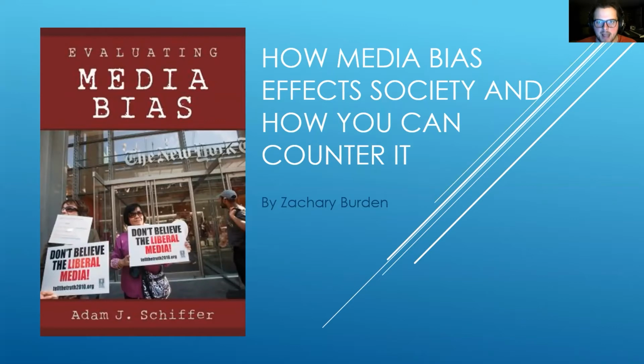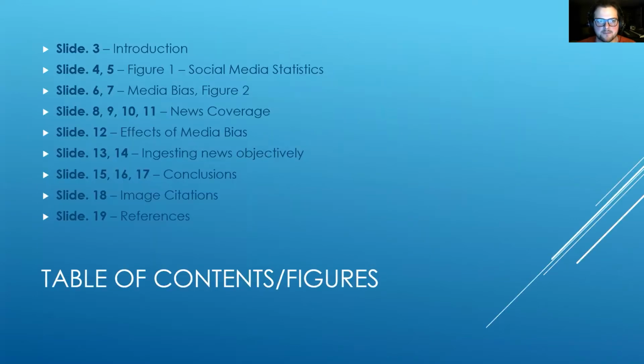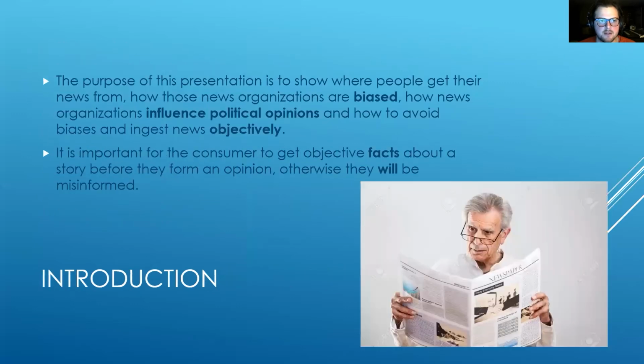So this is how media bias affects society and how you can counter it. Table of contents. The purpose of this presentation is to show where people get their news from, how those news organizations are biased, how news organizations influence political opinions, and how to avoid biases and ingest news objectively. It's important for the consumer to get objective facts about a story before they form an opinion. Otherwise, they will be misinformed.